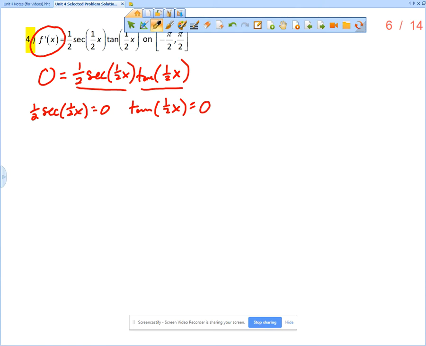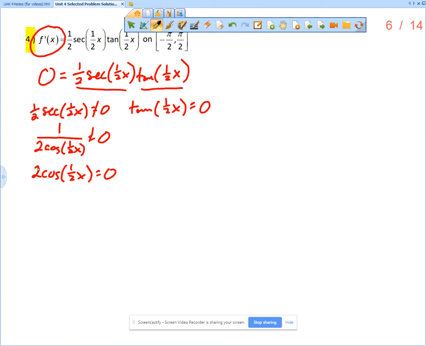So we want to think about, when does secant of 1/2 x equal 0? Well, the problem is that secant is never equal to 0, because what does this thing really mean? It really means 1/2 cosine of 1/2 x. When does that equal 0? Well, that's never true. Whenever cosine of 1/2 x is equal to 0, the derivative would be undefined.